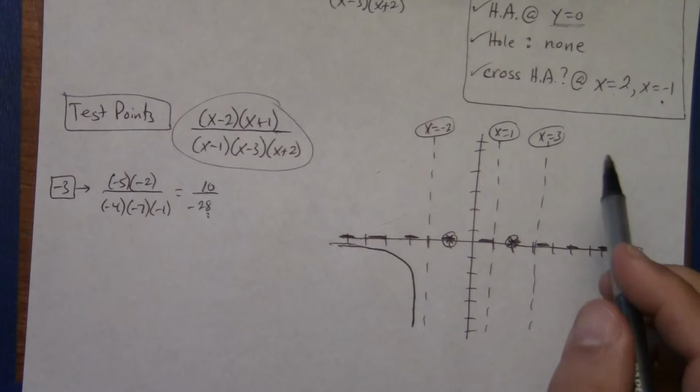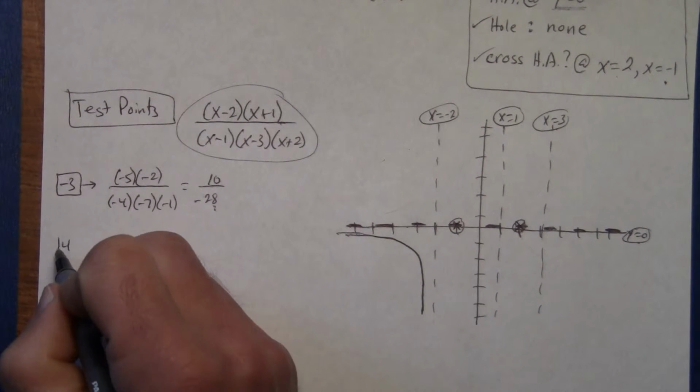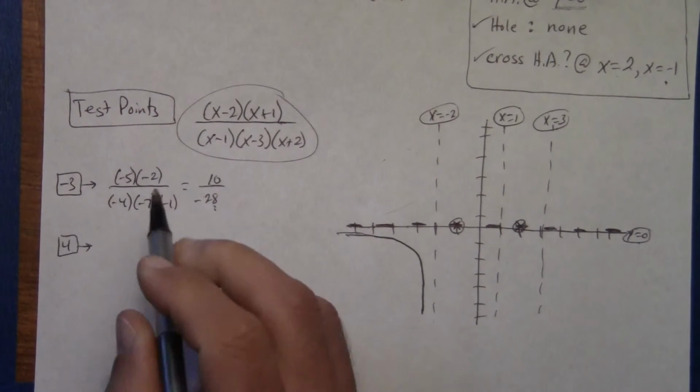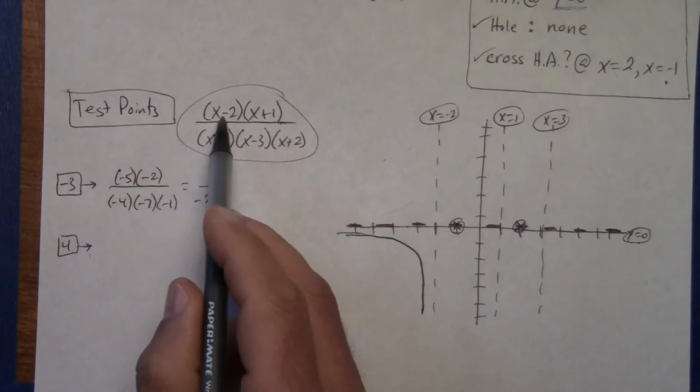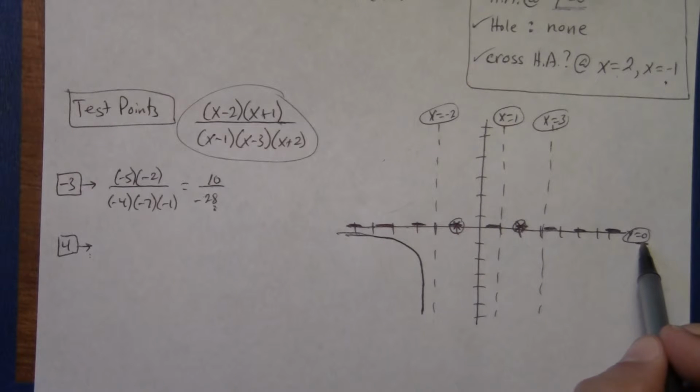Alright, so let's try a number on the far right. Here's 3. I need something to the right of that. I'm going to pick 4. Now, the good news is I don't have to actually plug the number 4 in here and calculate what that number is. This is 0.